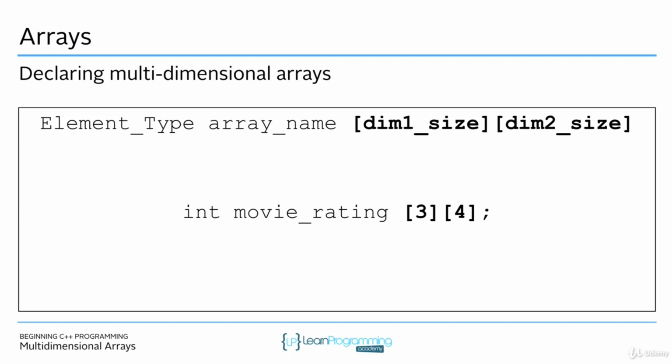In this example, you can see we're declaring a 2-dimensional array named movie rating. This array has 3 rows and 4 columns, which means that the total size of the array is 12 integers. We have not initialized this array, so we should assume that the array elements contain garbage data until initialized. Let's see how we might model real-world data using this 2D array.